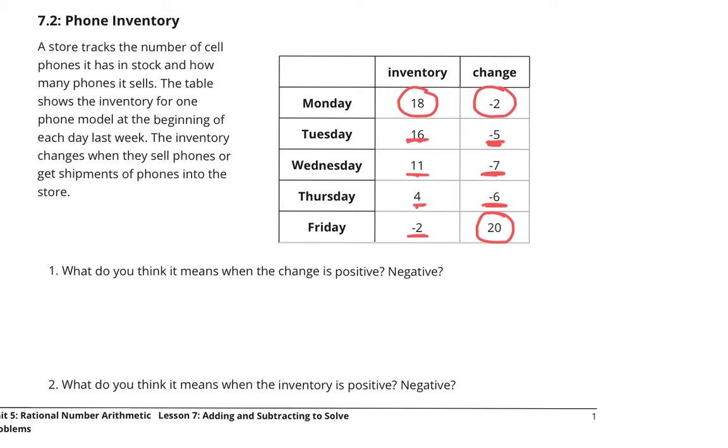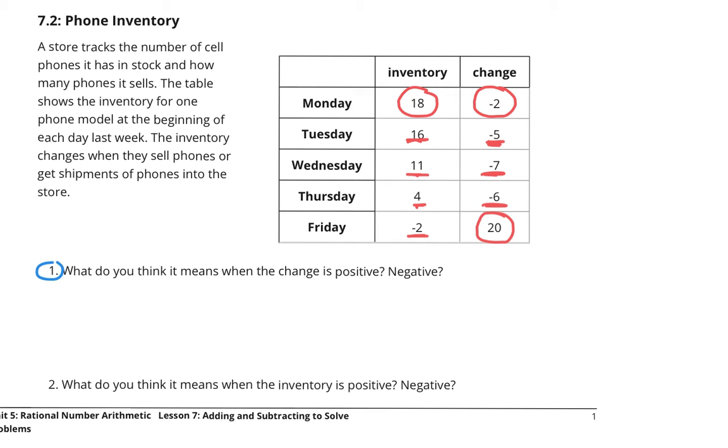Now, we've talked about this before. There's not a positive sign in front of the 20. If it doesn't say positive or negative, we all assume it's a positive. So maybe what this means is that every Friday the store gets a shipment of new phones. So that's kind of the day that things balance off.